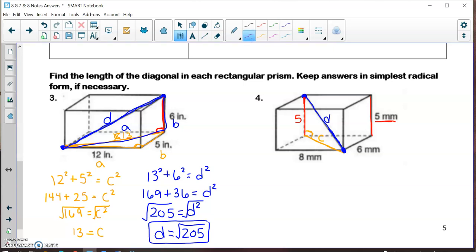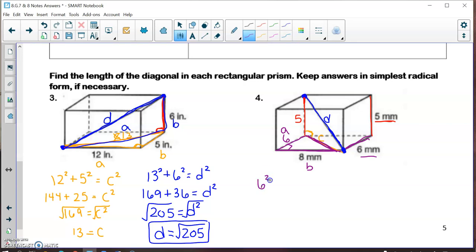So I need to use this right triangle that I'm highlighting in purple, and this is my right angle here. And one of my legs is 8. I'm going to label that as B. My other leg is the same as this here, which is 6. So this is 6. I'm going to label that as A. And we need to find C on this purple right triangle, which is my hypotenuse.